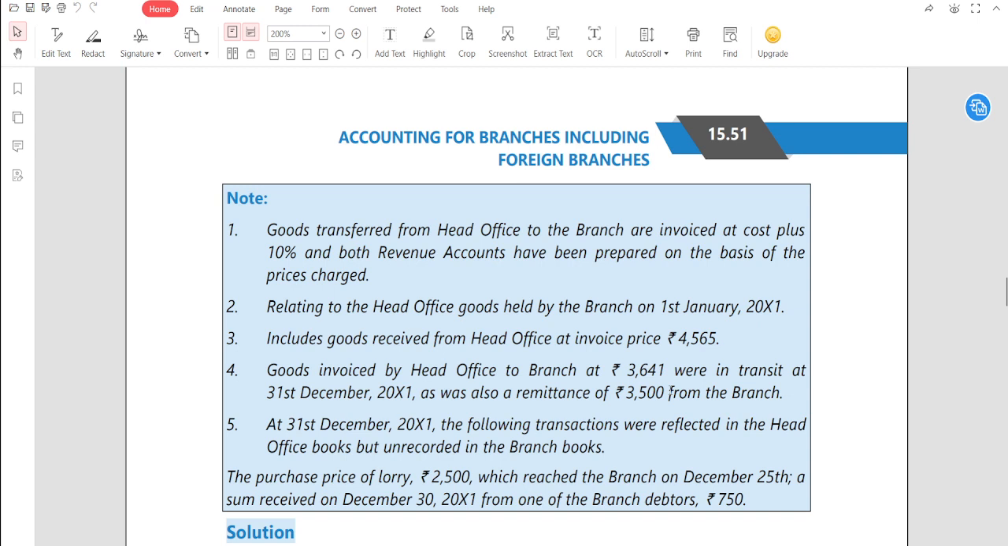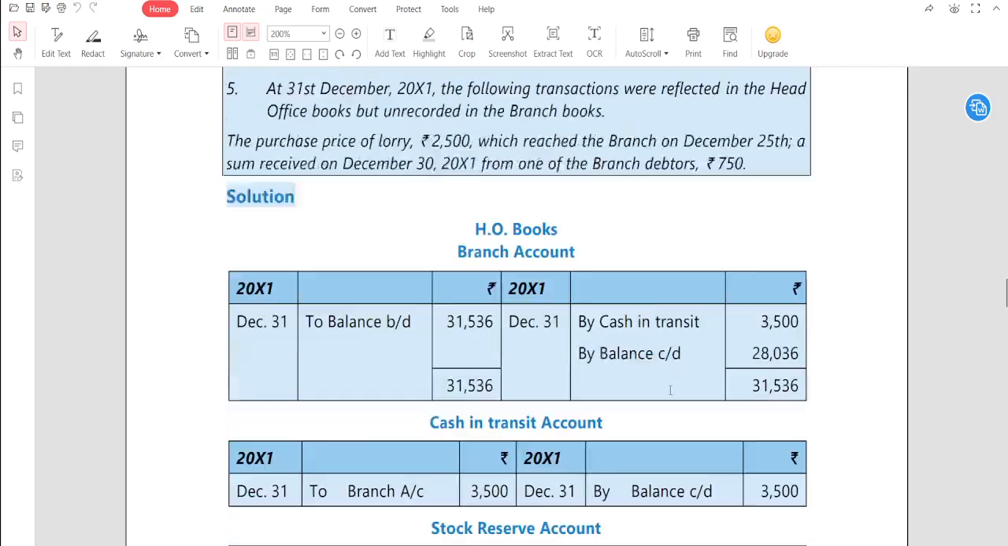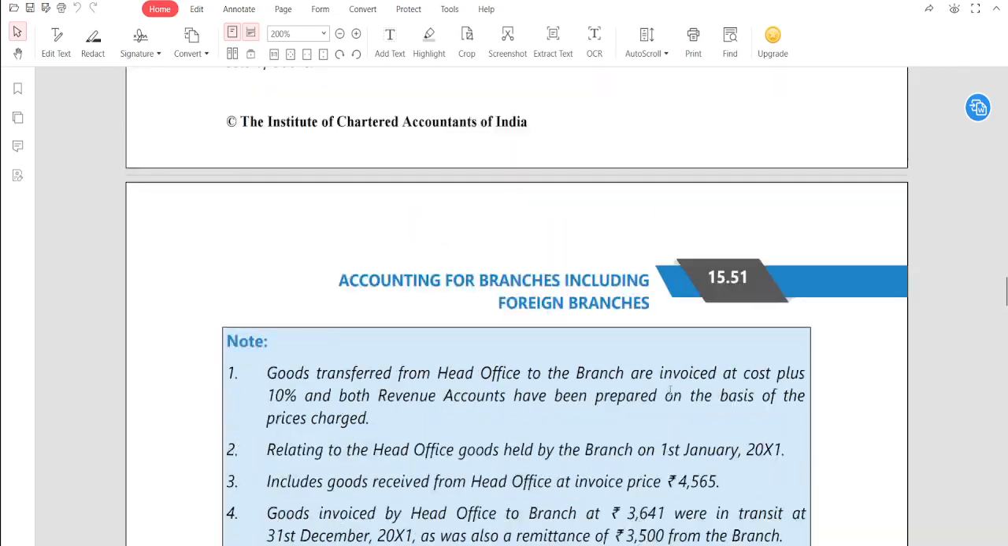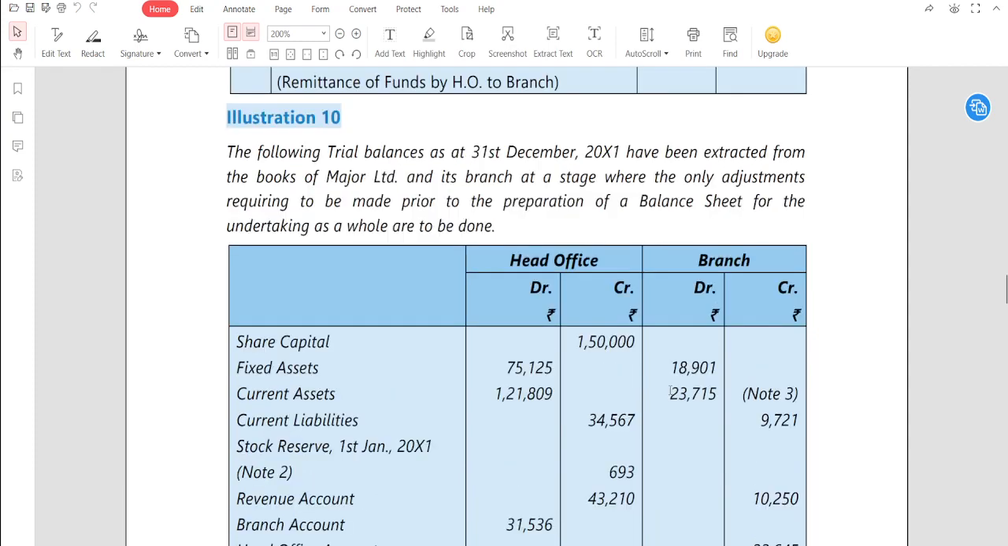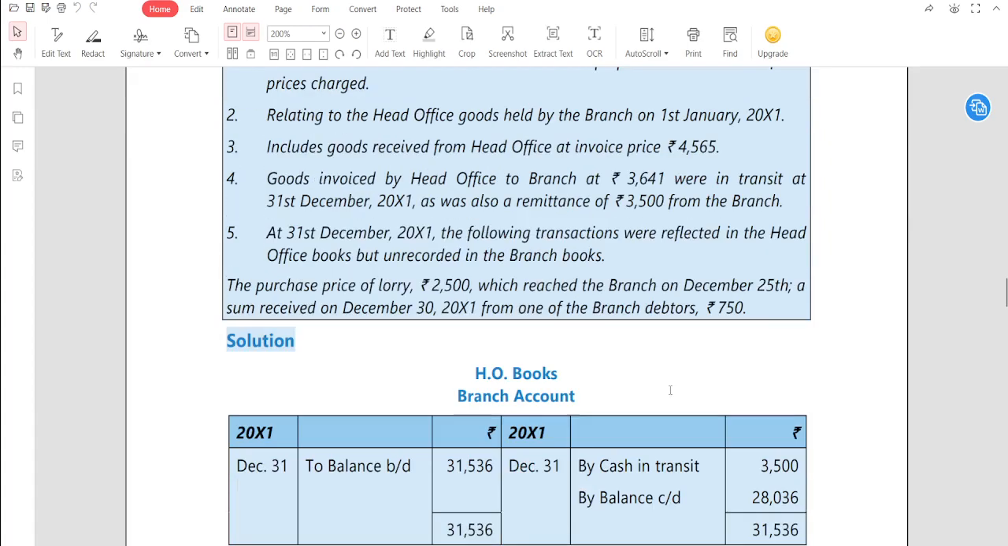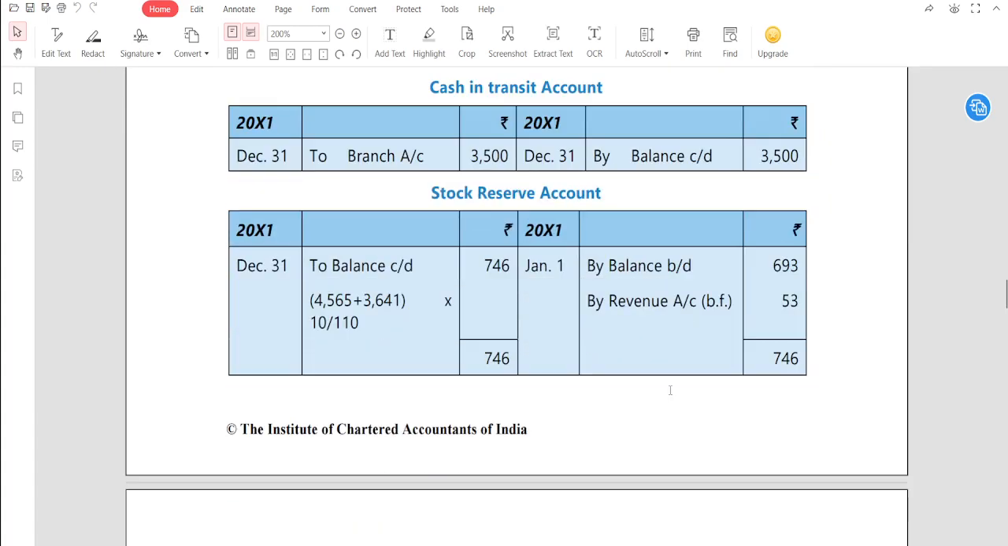Okay, see, understand: purchase price of the lorry reached the branch on 25th, and a sum of 750 was received on 30th December from one of the branch debtors. So this is the difficulty related to that particular sum. It's a very good sum. It's not so difficult, but the question framing is a little bit challenging. Okay, that you need to understand.